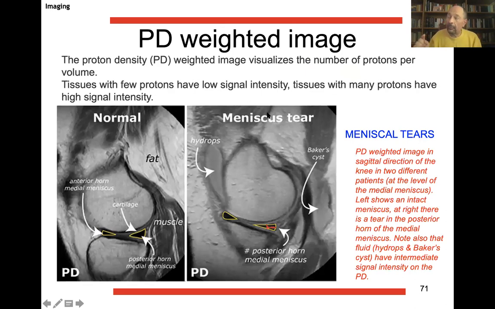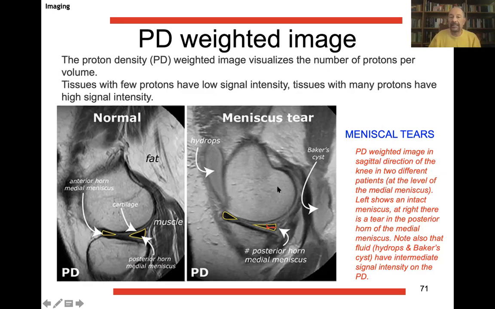And then there is another way, which is called PD. This is the proton density weighted image that really only visualizes the number of protons. So now you really go only with the number of protons. It's called the PD weighted image. And here the tissues with few protons have low signal intensity. Tissue with many protons have a high signal intensity.